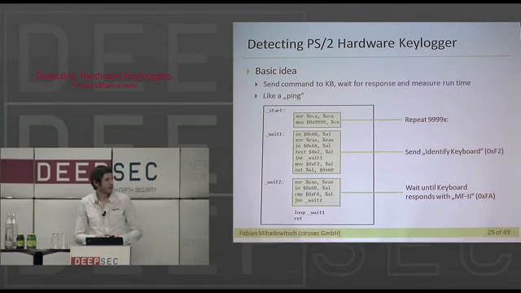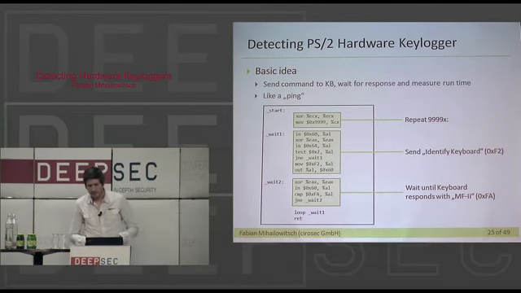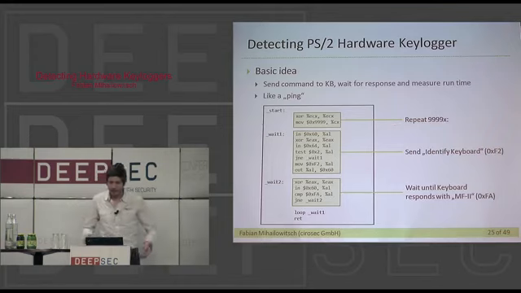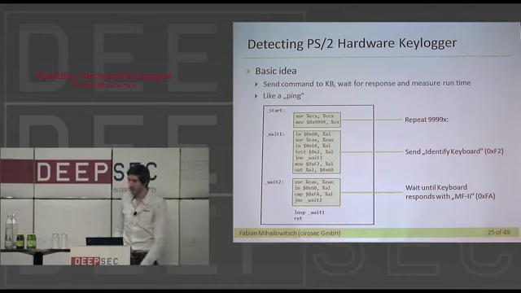So I just wrote a small assembler code which sends the identify keyboard command, which is F2, via port 60, which is the output port of the KBC, and checks whether we can write. Then I go into a loop and wait until I get the response of the keyboard for MF2, which is FA. I do this in a loop like 10,000 times: send a command, wait for the response, send a command, wait for a response, various times. So I can measure how much time it takes if a keylogger is present and if no keylogger is present.